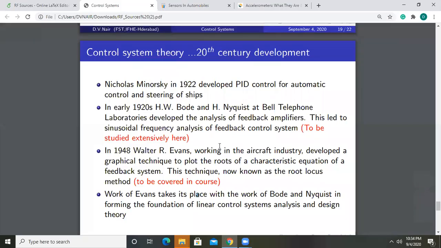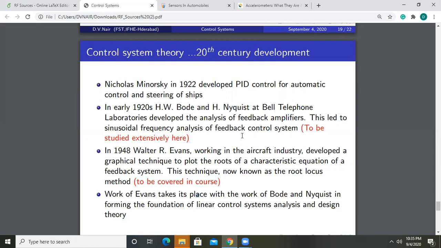We will see how beautifully the two techniques bring out the analysis part of stability determination of a given system when it is represented in frequency domain. Very interesting techniques developed and presented by these two scientists, Bode and Nyquist. Later on, 30 years from that, in 1948, Walter R.